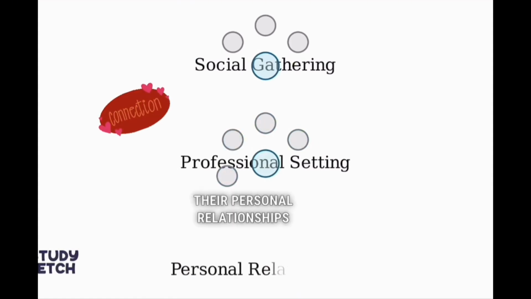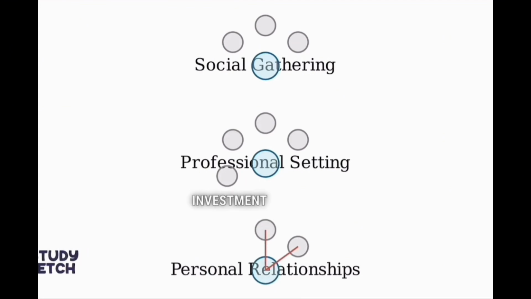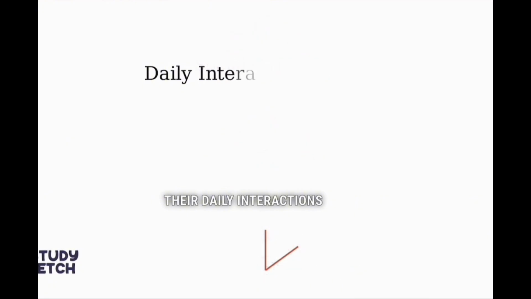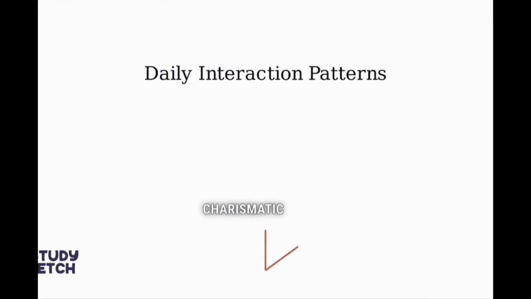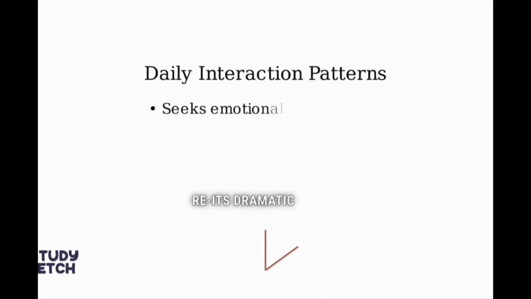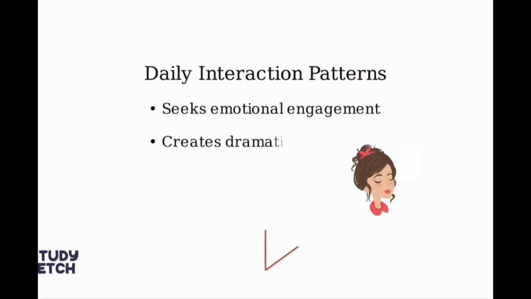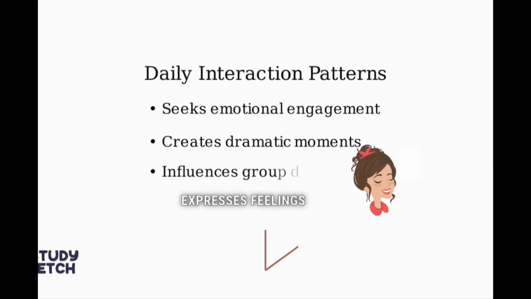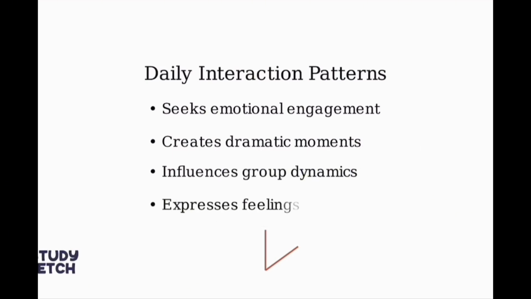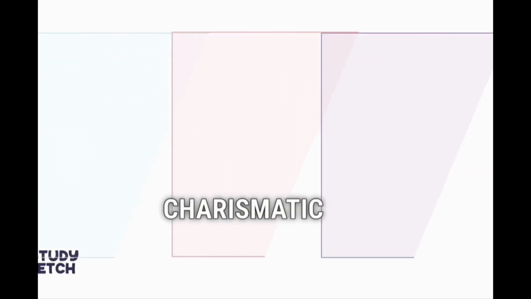Their personal relationships are characterized by deep emotional investment and intense connections. Their daily interactions follow distinct patterns that reflect their charismatic, dramatic nature. Emotional engagement creates dramatic moments, influences group dynamics, and expresses feelings openly. The charismatic dramatic personality type manifests in 3 distinct subtypes, each with unique characteristics and patterns.